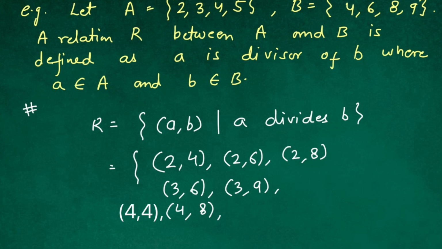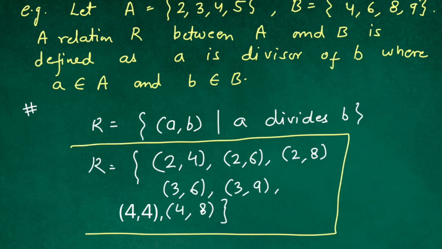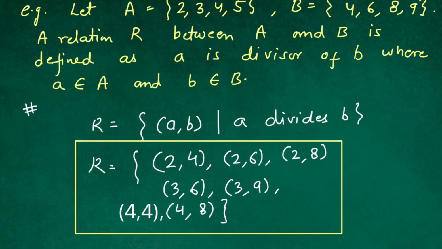Now 5, the last element of set A, is 5. 5 divides none of the elements of B. 5 does not divide 4, 5 does not divide 6, 5 does not divide 8 and 5 also does not divide 9. So 5 is not related to any element of set B. So this is the required relation R. I hope this is clear to you.